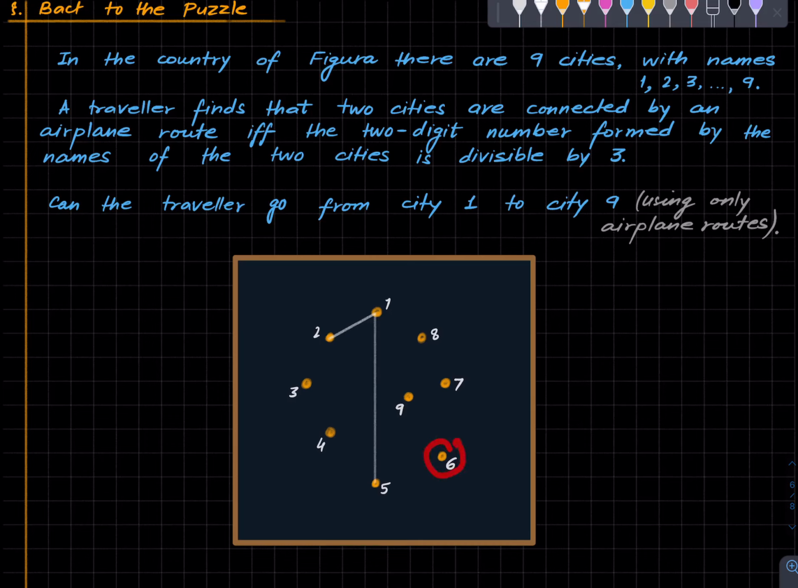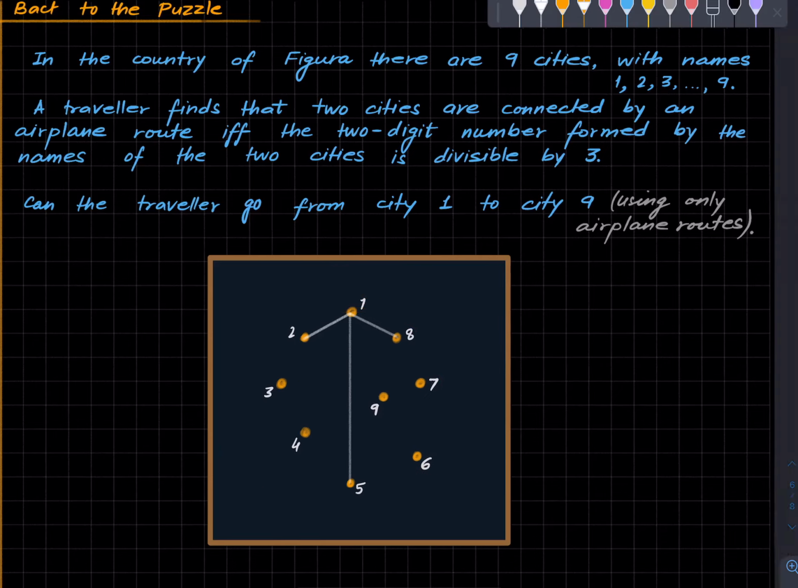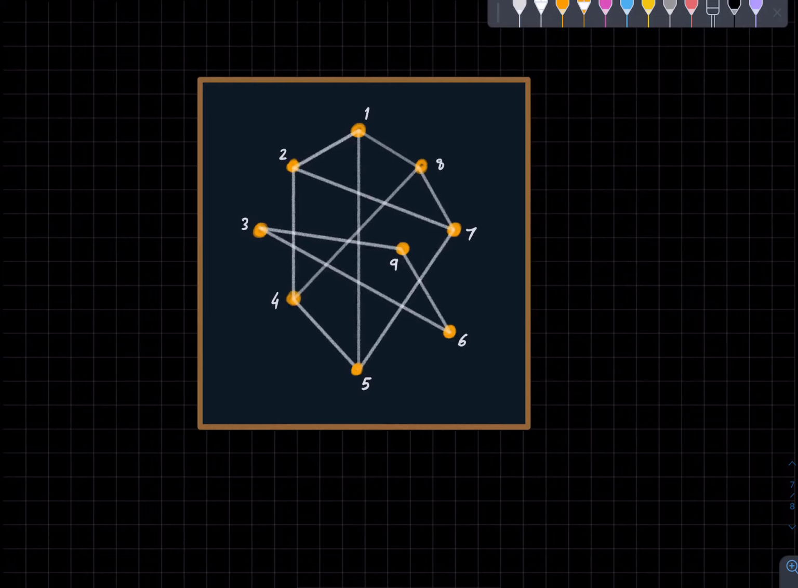And 16 is not, 17 is not, but 18 is. So we will join an edge. And going this way, we will be able to make a graph on this vertex set. And if you complete this, you get this picture. So this captures exactly which cities have airplane routes between them. 8 and 4 have because they have an edge between them, but 8 and 5 do not have a direct airplane route because there is no edge between them. However, you can still take a path consisting only of airplane routes.